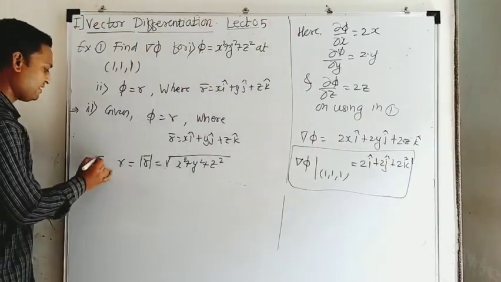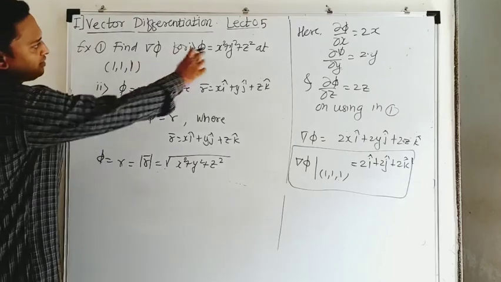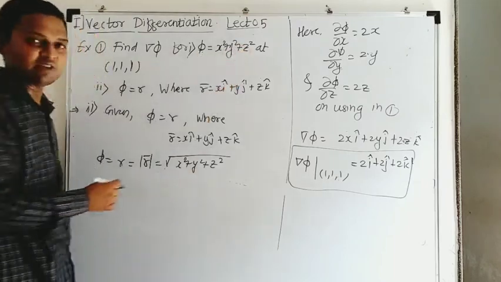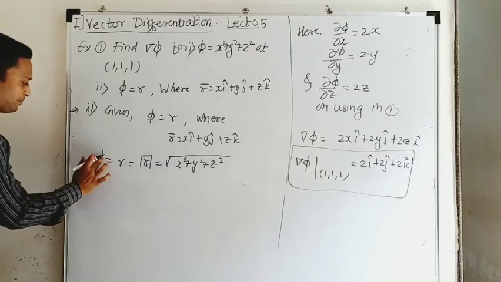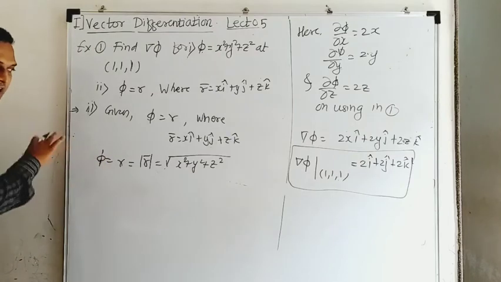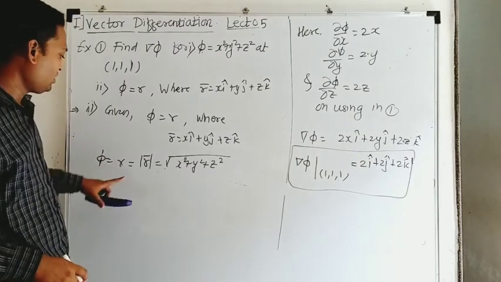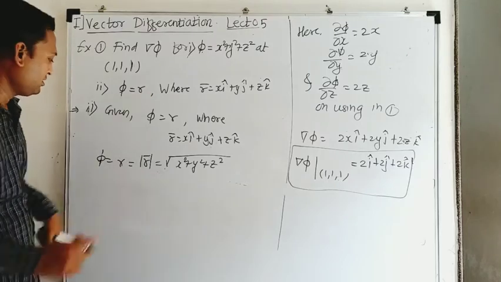And this is the value of phi. In the previous example, we had x square plus y square plus z square; here it is the root of that. So this is the value of phi. Now, the definition I have already written in equation 1, so I will calculate the derivatives for this phi.